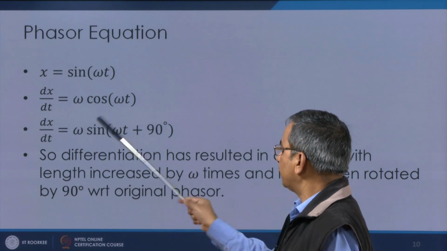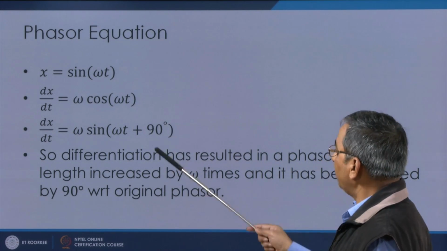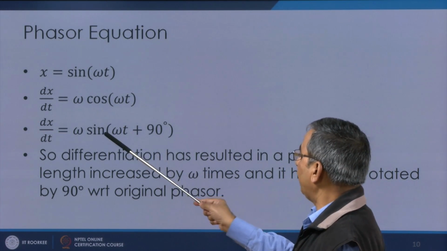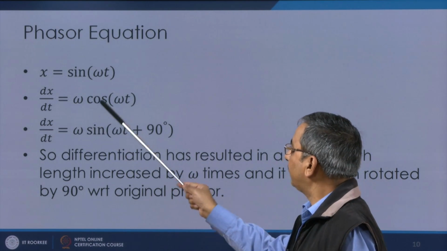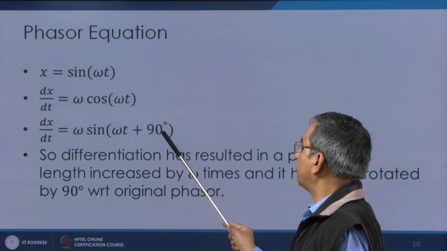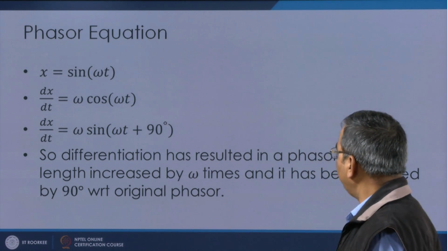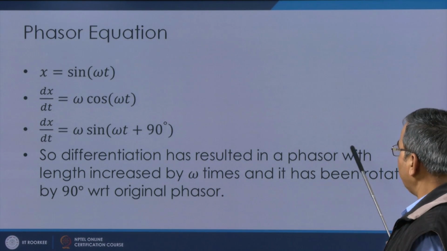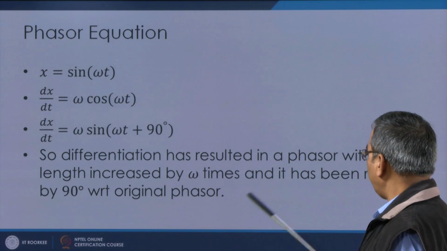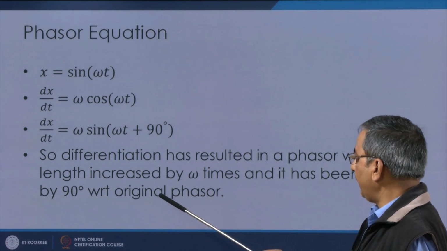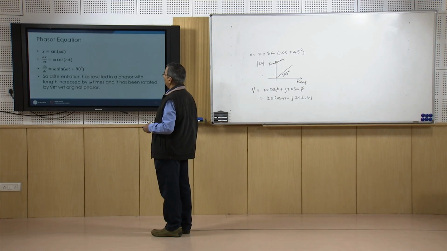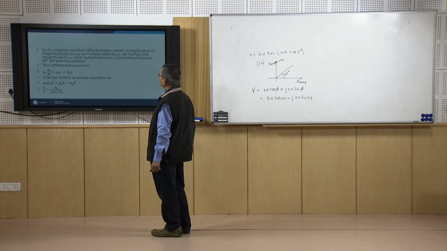So what does this mean? This means that the differentiation operation has multiplied the previous magnitude by a factor omega, and it has changed the phase angle by 90 degree. So the differentiation has resulted in a phasor with length increased by omega times, and it has been rotated by 90 degree with respect to the original phasor. So this is what the differentiation operation does.